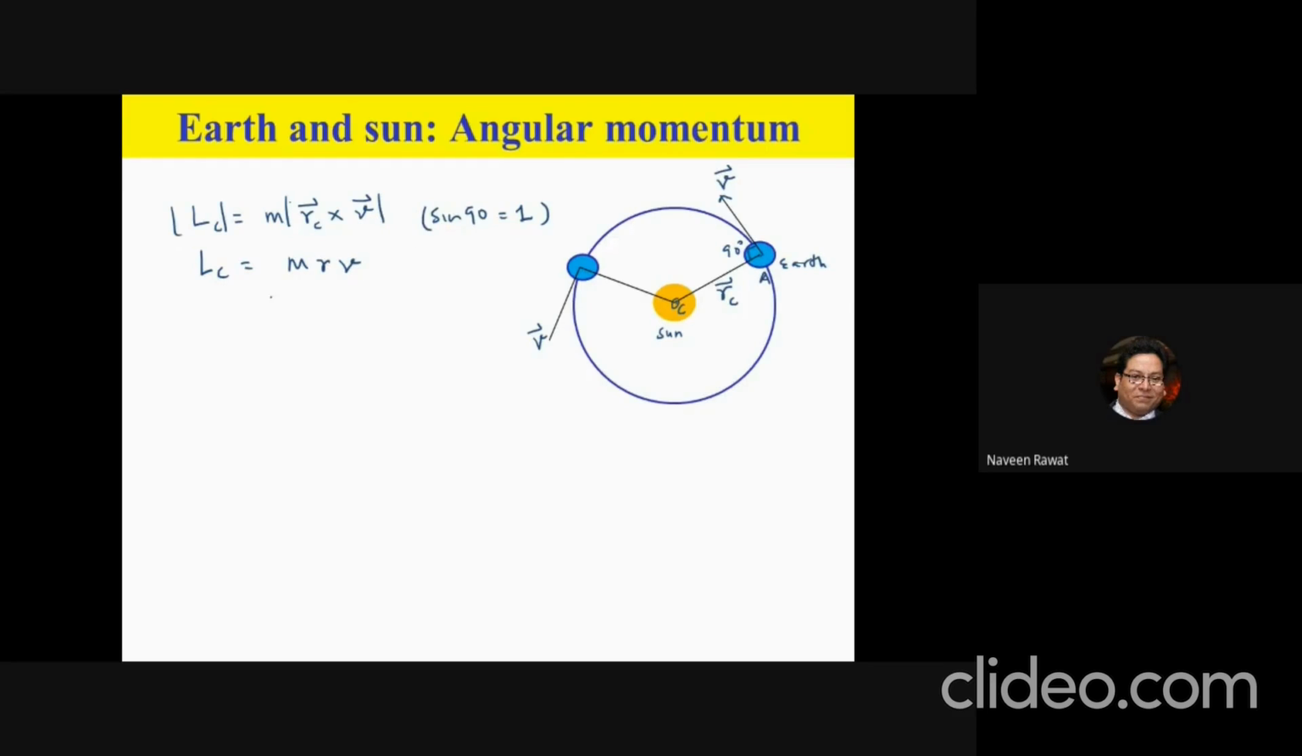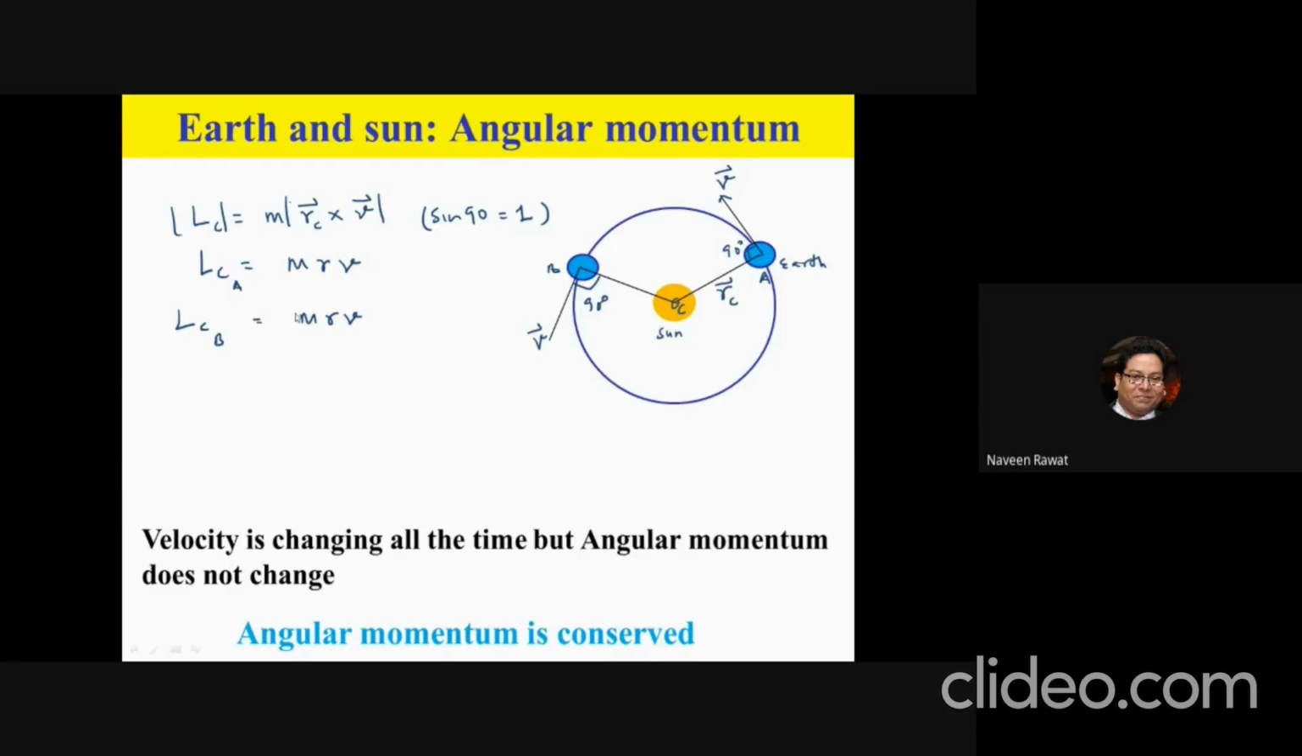Okay, and similarly, if I want to find L of C at position B, it will again be M times R times V. Why? Because again this angle is 90 degrees. So we have a situation here where your velocity is changing all the time. However, your angular momentum is not changing. And what does that mean? If angular momentum is not changing, that means that angular momentum is conserved.